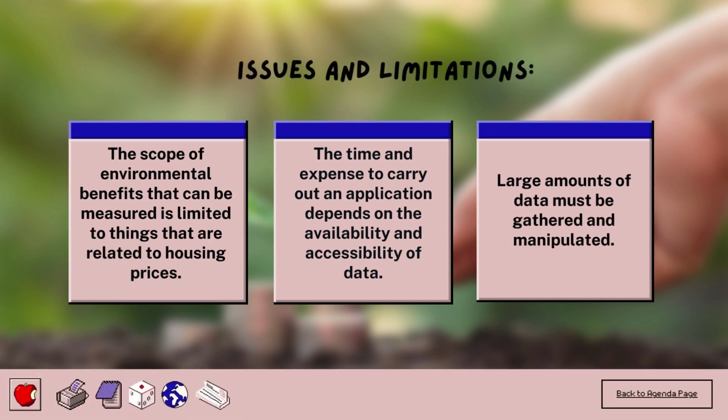Issues and limitations. 1. The scope of environmental benefits that can be measured is limited to things that are related to housing prices. 2. The time and expense to carry out an application depends on the availability and accessibility of data. 3. Large amounts of data must be gathered and manipulated.